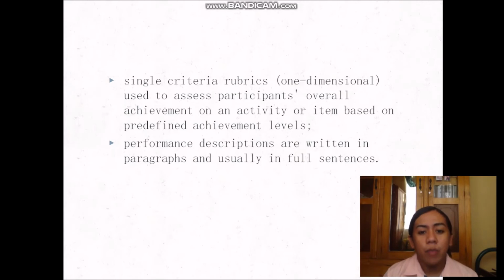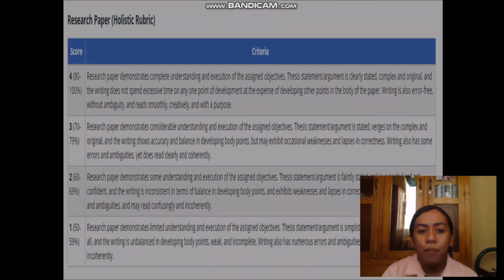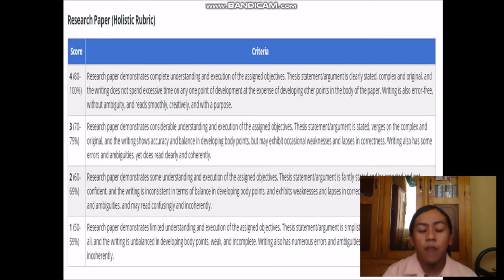So it is a single criteria or one-dimensional rubric used to assess participants' overall achievements on an activity or item based on predefined achievement levels. Performance descriptions are written in paragraphs, usually in full sentences. So this is an example of the holistic rubric.